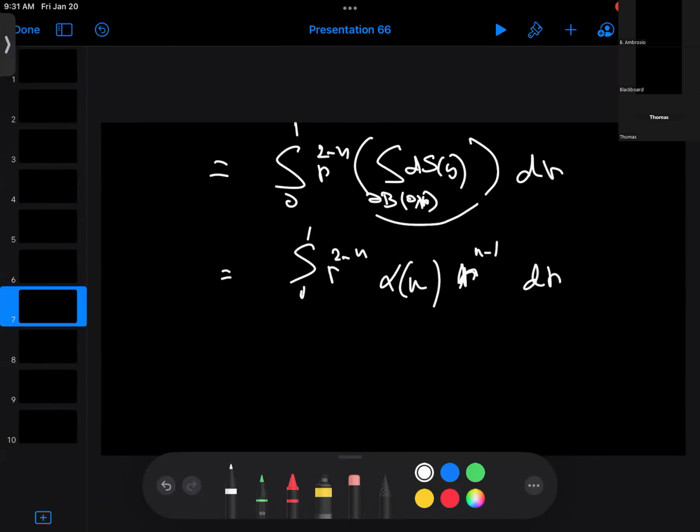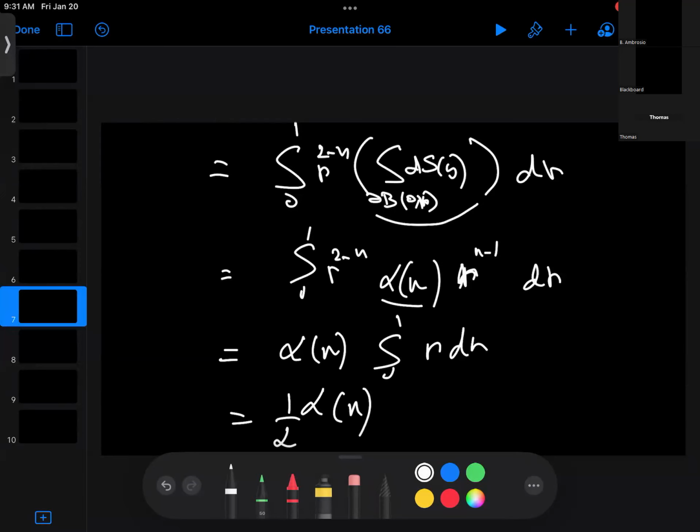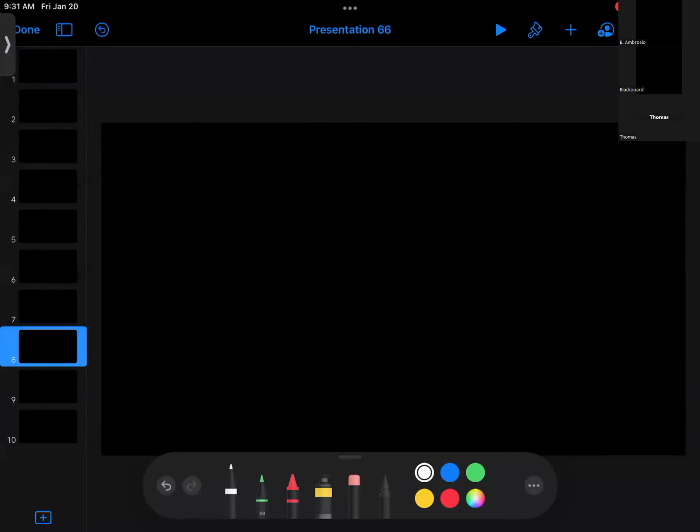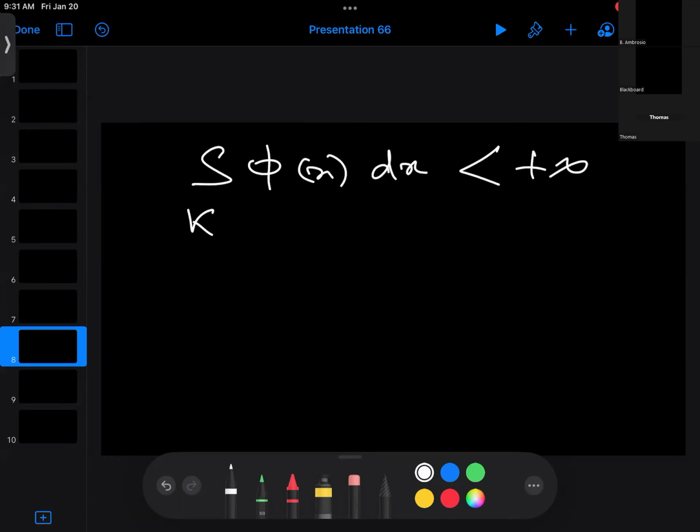This is a constant, so I can take it out. And finally, this is the integral between 0 and 1 of r dr. So finally, I got 1 divided by 2 alpha n, and this is finite. All right. So what we proved is that the integral over any compact K of phi of x dx is finite, despite the fact that I have here a singularity at 0.